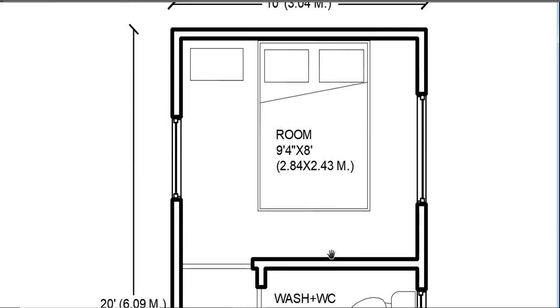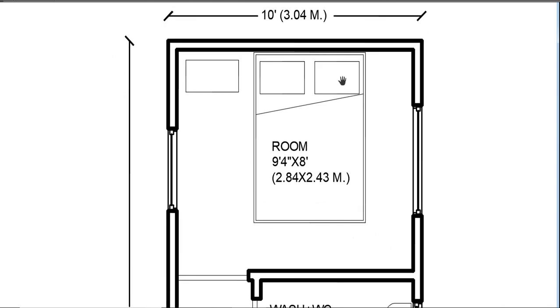So we have a room here. The size of the room is 9 feet 4 inches into 8 feet, in meter 2.84 into 2.43 meter. You can see here the bed arrangement and a drawer and two large size window for ventilation of this room.